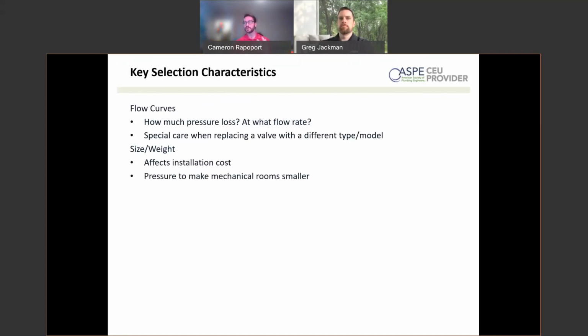I also know there's a lot of pressure to make mechanical rooms smaller. And in general, newer valves have just been getting shorter and lighter. So that's a really important consideration that can save your customers money when you're specifying those valves.